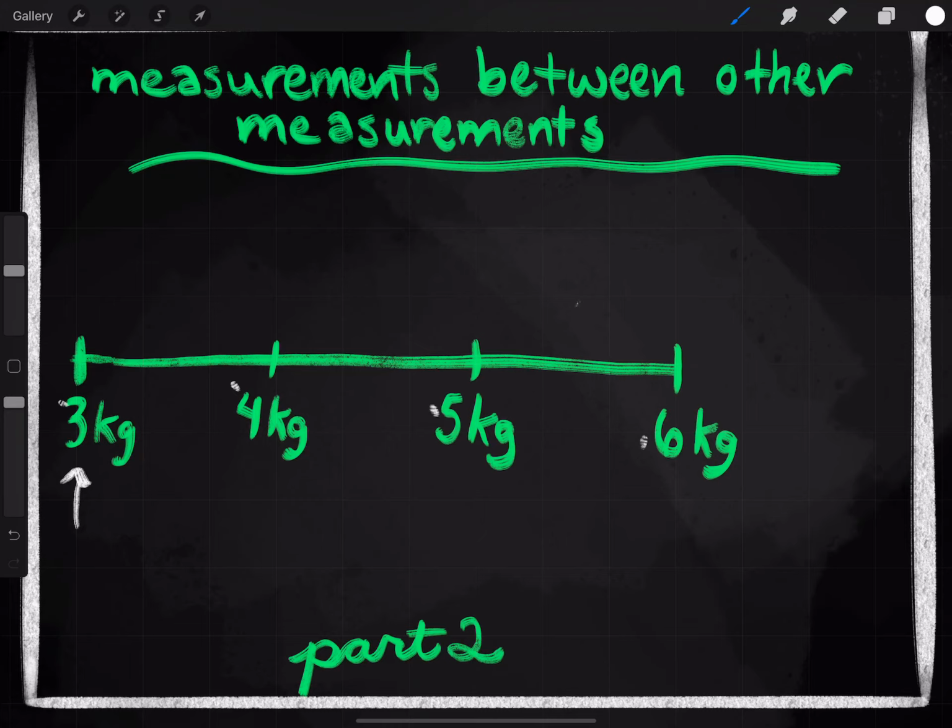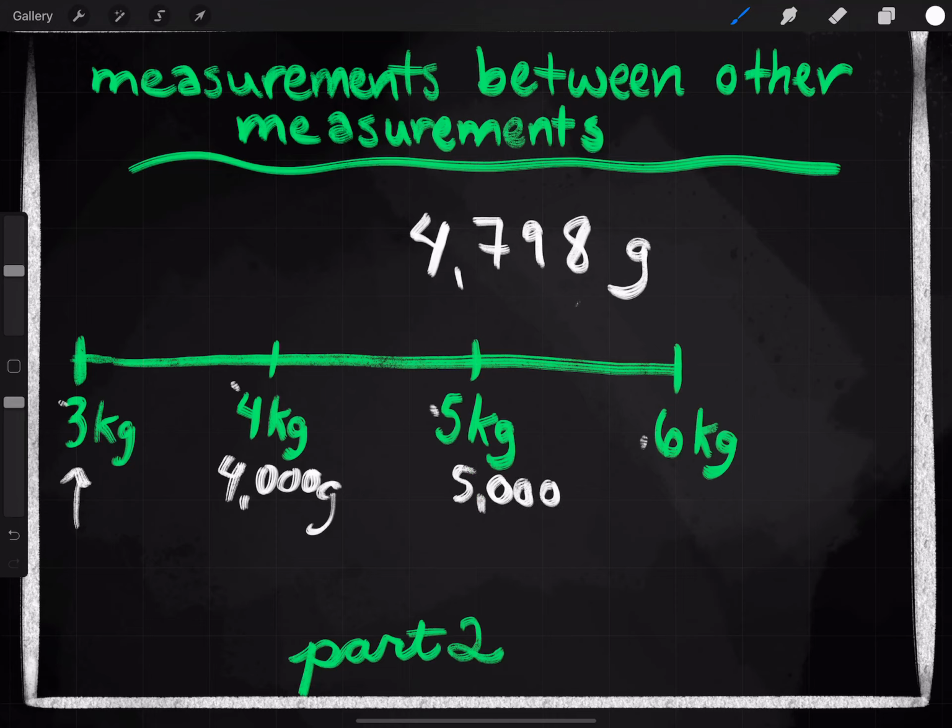So let's do a couple more. Let's say we had 4,798 grams. About where would it go on this number line? Give it a try. And you may have noticed that 4 kilograms is the same as 4,000 grams, so it's bigger than that. 5 kilograms is the same as 5,000 grams, so it's smaller than that. That's somewhere around here. Closer to the 5 kilograms because 4,798 is getting close to 5,000.